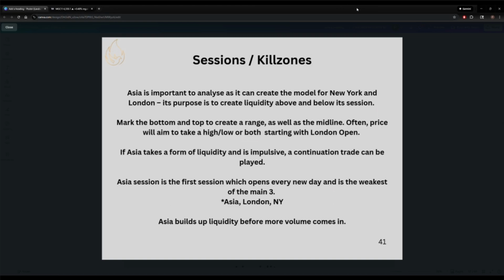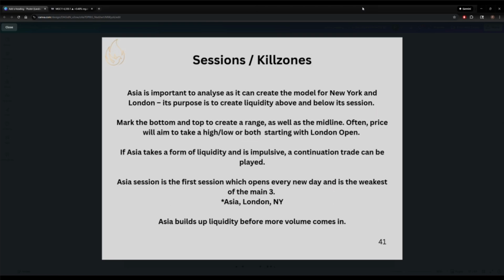Sessions and kill zones. Asia is important to analyze, as it can create the model for New York and London. Its purpose is to create liquidity above and below its session. Mark the top and bottom of Asia to create a range, as well as a midline. Often, price will aim to take out a high, a low, or both, starting with London Open.